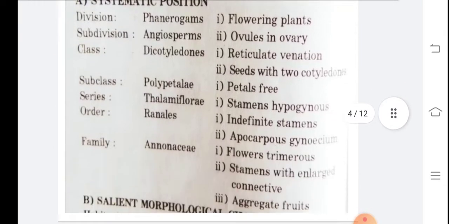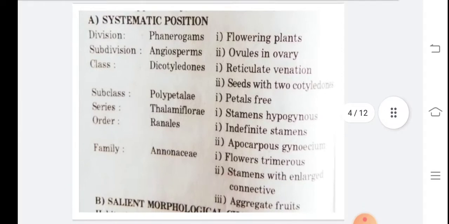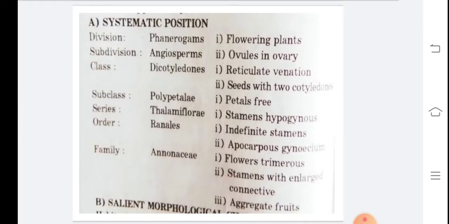Then the systematic position for this family: division Phanerogams, flowering plants; subdivision Angiosperms, ovules enclosed in the ovary; class Dicotyledons, reticulate venation and seeds with two cotyledons. Then subclass Polypetalae, petals free, and the series Thalamiflorae. After the first family, the first series is Thalamiflorae, then Disciflorae. Anonaceae and this family are both from Thalamiflorae, with stamens hypogynous, order Ranales.